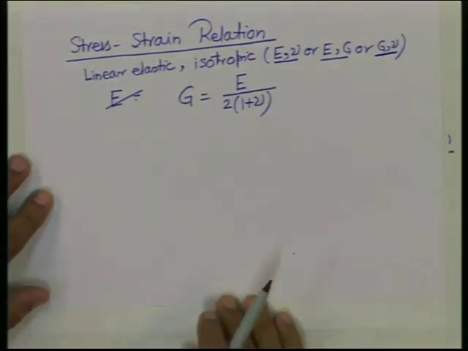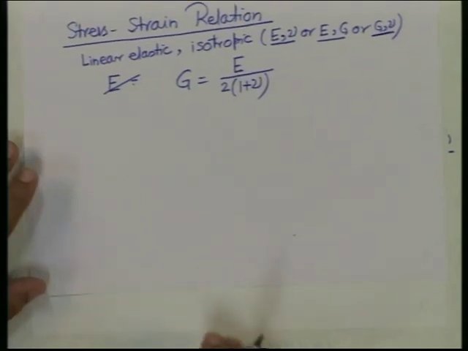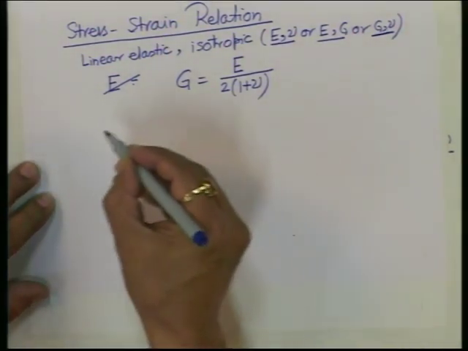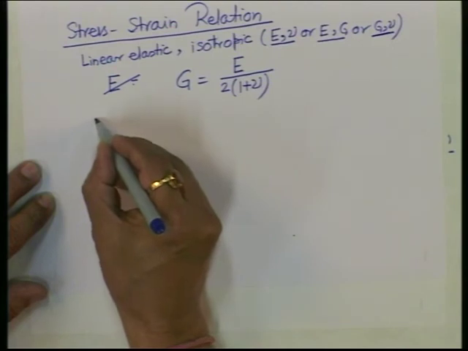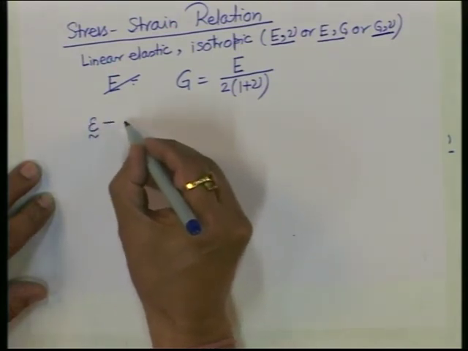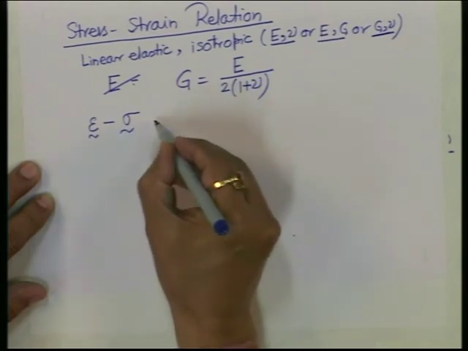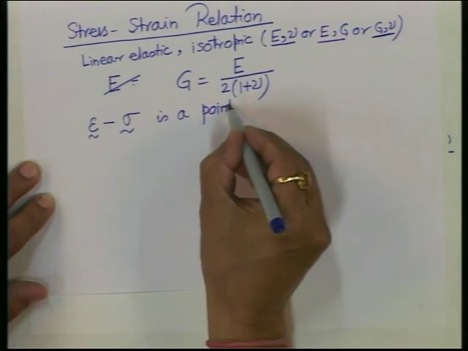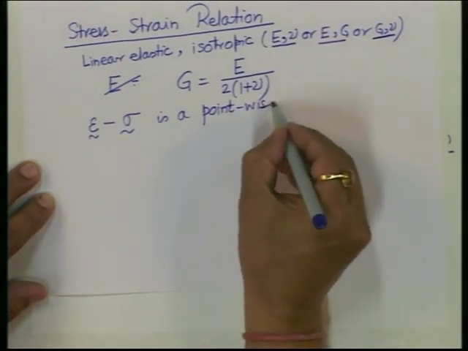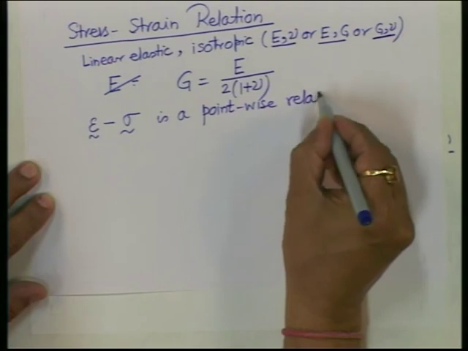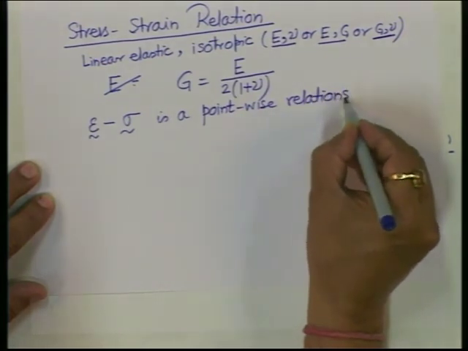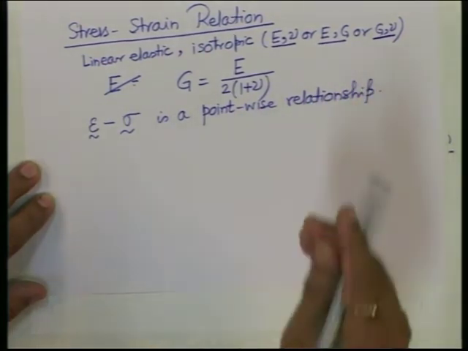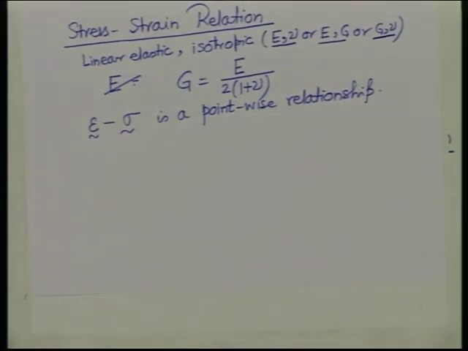This relation exists. So, we can write down, and this relation is a point relation. See, stress strain relation, that means strain and stress relation, is a pointwise relation. It is not for a body. You are plotting or seeing the strain and stress at a point in the body, not for the entire body.